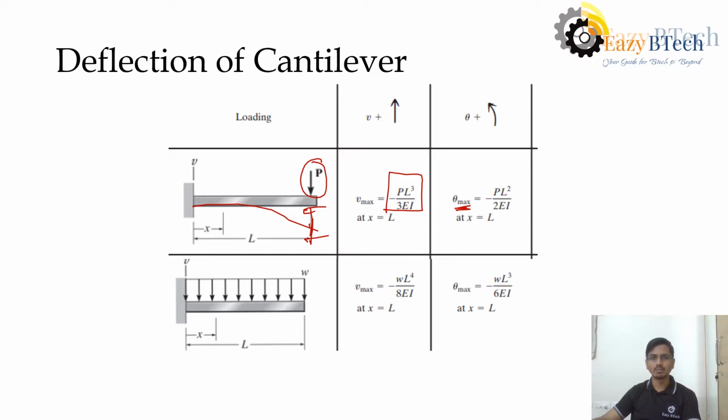If we replace this point load with UDL, then the formula changes. The maximum deflection will occur at the end, and the formula is given as minus WL power 4 by 8EI. And similarly, the rotation will be given as minus WL cubed by 6EI. So these are the important formulas to be remembered while solving the propped cantilevers.